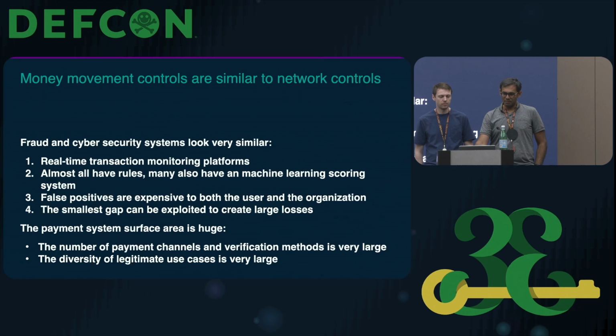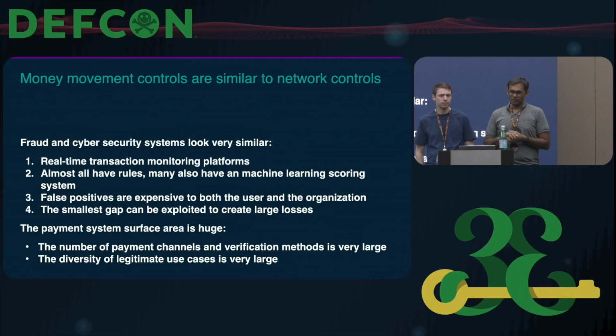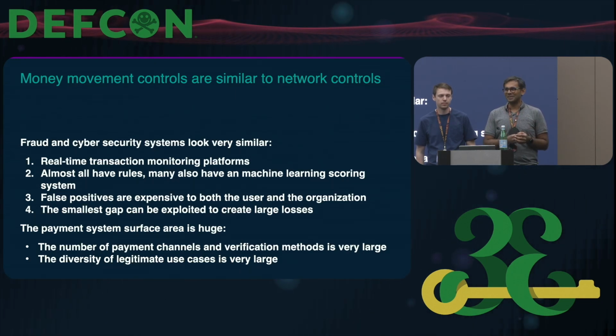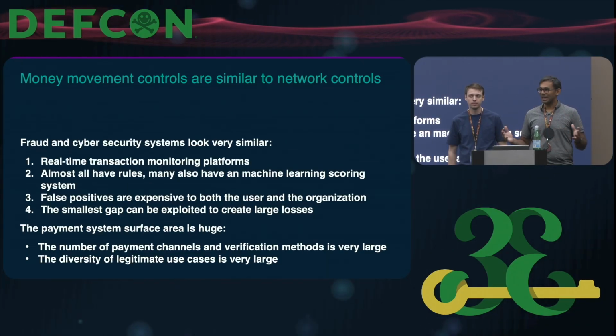Actually, money movement controls are very similar to network controls, right? If you have firewall controls that say allow this traffic, deny that traffic, you can think of them very similarly. And the thing I really want to call out is that, just like a firewall control or a payment control, the diversity of legitimate use cases is absolutely huge. People do crazy stuff all the time. If you've ever been responsible for a network control or a payment system, you think, oh, this is fraud every day, and it turns out that people had very legitimate use cases to spend money that way.